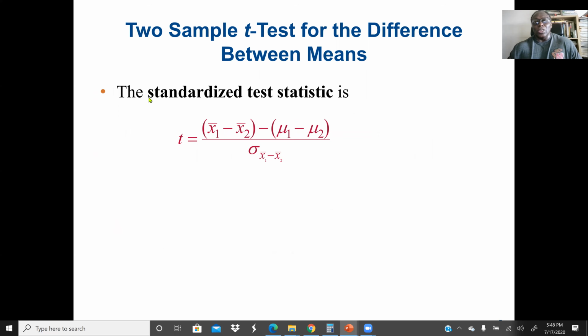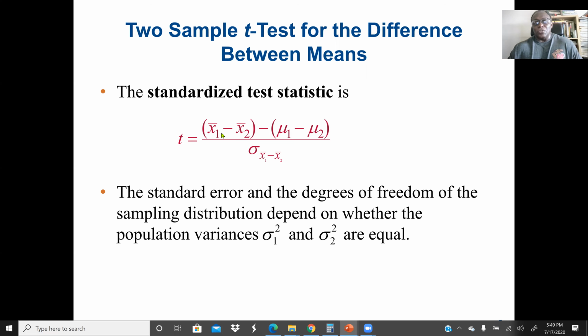First, we need to find the standardized test statistic. Here, we are using the t-test because the sample size is very small. It's an independent sample with size less than 30, so it's a small sample. If it's greater than 30, then it's a large independent sample, and we use the z-test or the z-statistic.